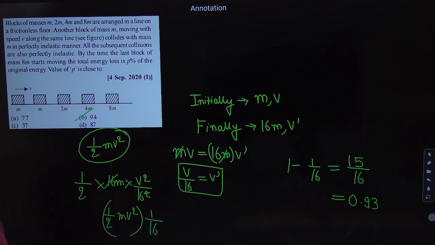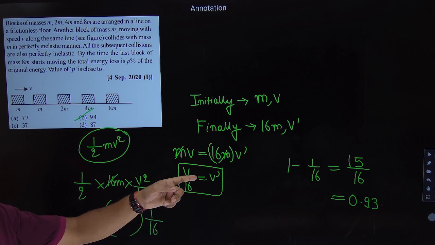These kind of questions were in electric potential and capacitor also, that what is the percentage of energy lost or gained when you remove dielectric or insert dielectric. I have subtracted both. When I take half mv square common, 1 minus 1 by 16, 15 by 16.